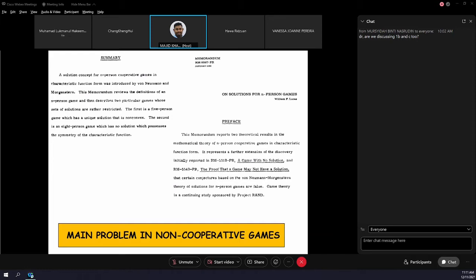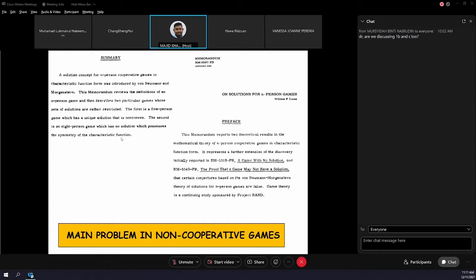That's why I say that this memorandum reviews the definition of n-person games and then describes two particular games whose sets of solutions are rather restricted. The first is the 5-person game. Just remember, if you have two strategies, you will have at least 4 matrices. What will happen when you have 5 persons with another 5 strategies each? Your combination of strategies will be more. That's why they call it n-person games.